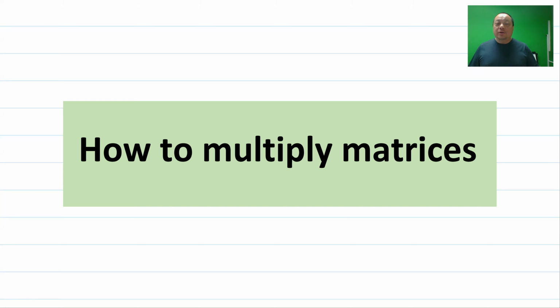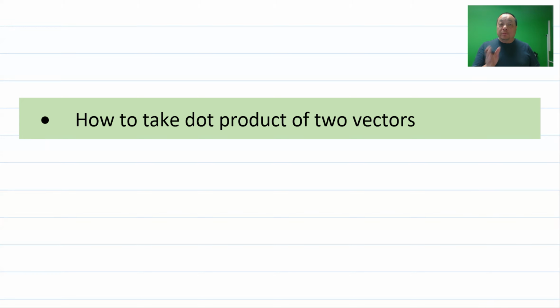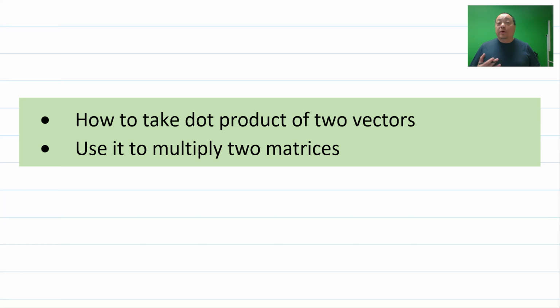Hi, in this video, I'll show you the mechanism of multiplying two matrices together, starting with the dot product of two vectors. So by the end of this video, you will know how to multiply two vectors together in a dot product. You will know how to use that to multiply two matrices together.